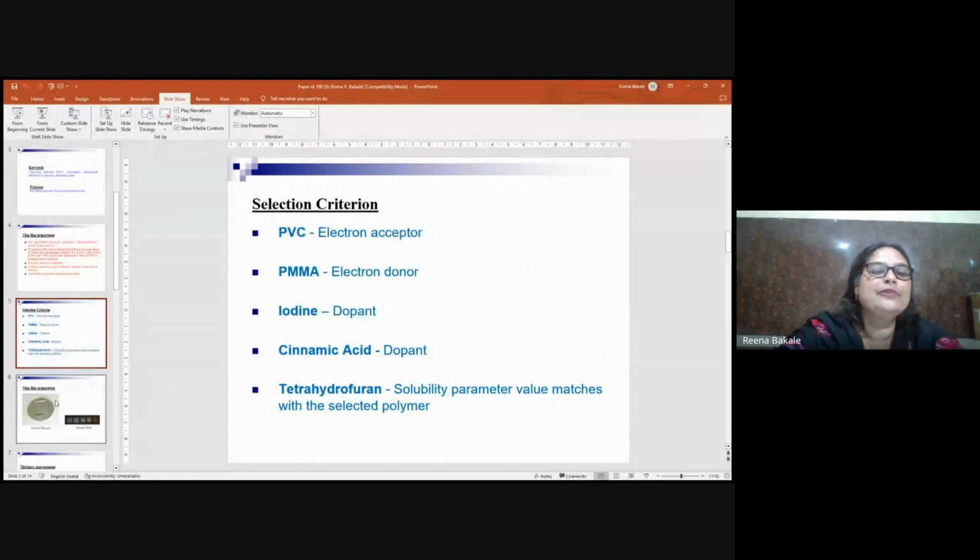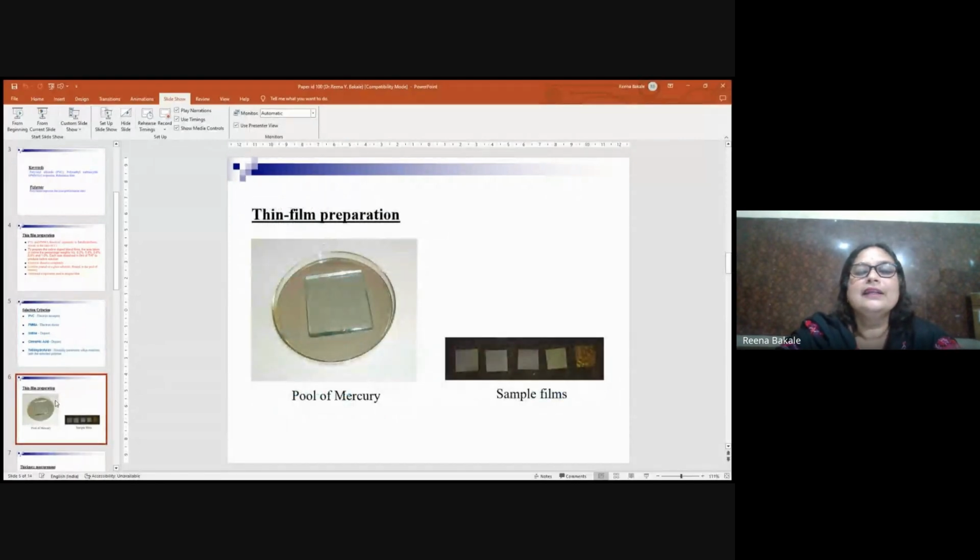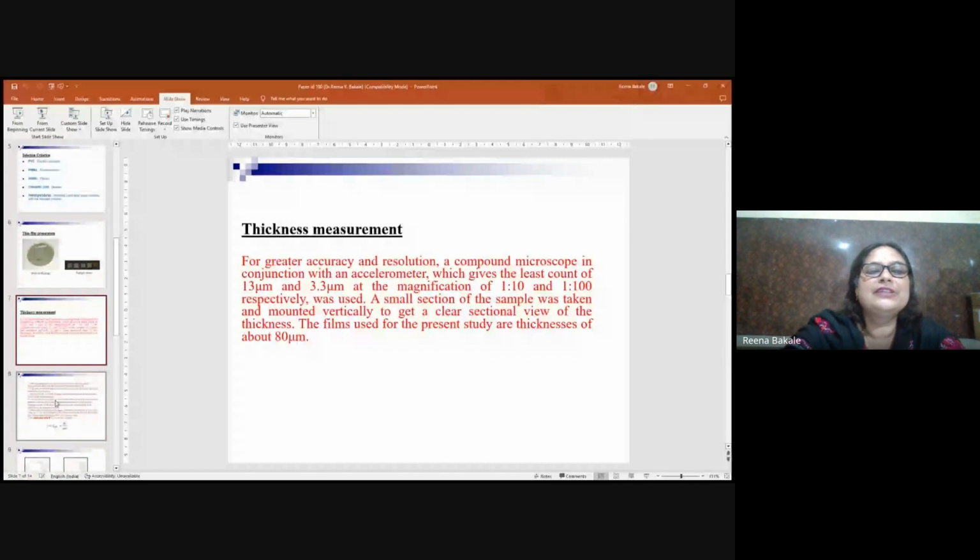You have to make this thin film. This is the pool of mercury. We pour this mixture on this pool of mercury, and this is a sample film. During this investigation, we measure the thickness on the basis of a microscope. The fine thin film we prepare has a thickness of about 18 micrometers.